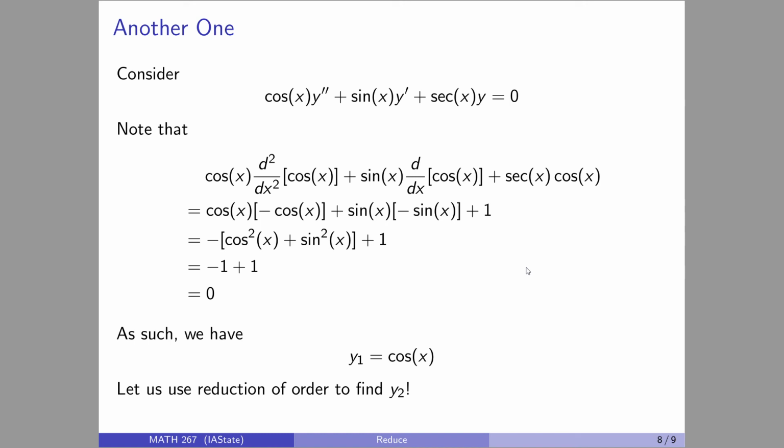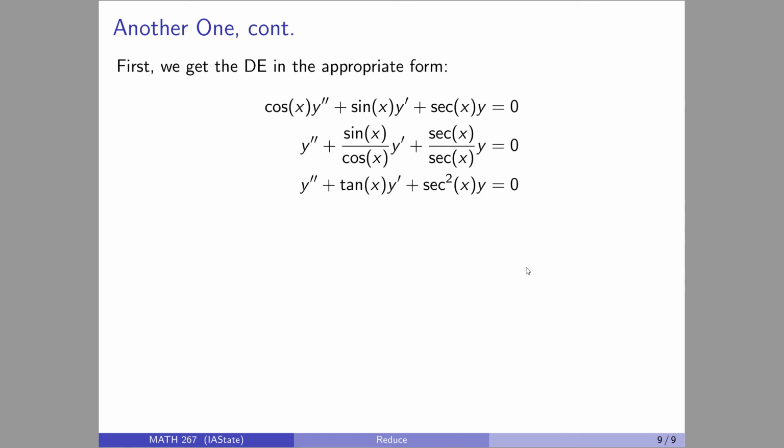And I was really surprised because everybody got it, and I was like, that hint was too easy. Right? If I didn't give that hint, nobody would do anything. But right, because once you get the cosine as an answer, it's really easy to use reduction of order to create the other one. So let's do that.